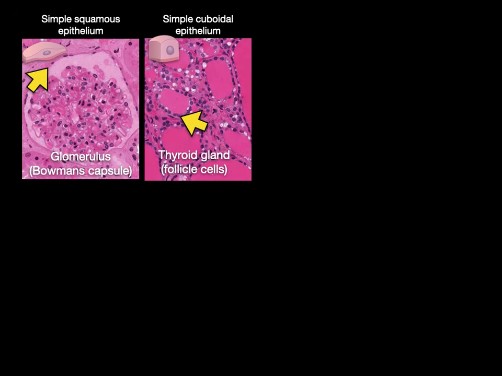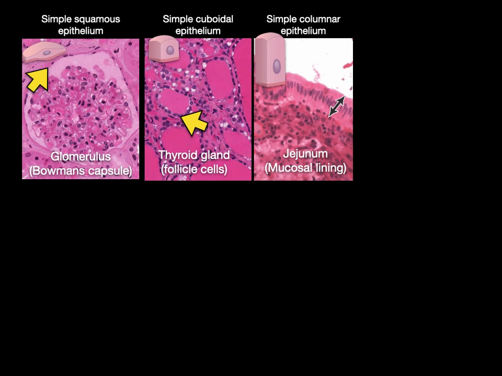I'm going to continue. So there's simple squamous epithelium. It is because it's one layer of flat cells. That's Bowman's capsule from the glomerulus. And then simple cuboidal epithelium, that's one layer of cubed cells. And they're cubed because even though you can't see the actual cell, the nucleus is round. And then here is simple columnar cells. How can you tell? Well, one layer of cells and the nuclei are tall and thin.